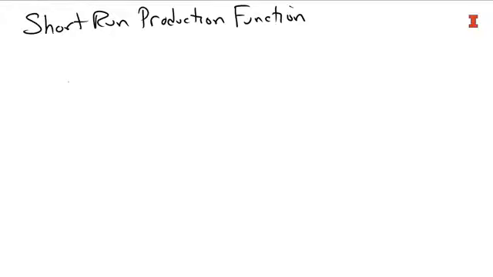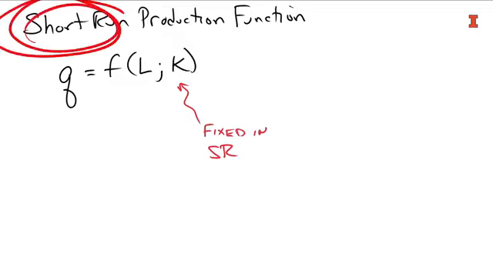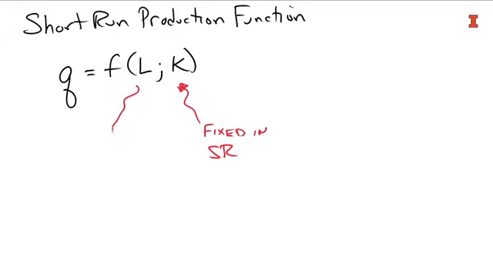We said that the production function is quantity is equal to a function of labor and capital. And I've used a semicolon here instead of a regular colon to represent that capital is parametric right now. This is fixed in the short run. And indeed, just to remind you, we are in the short run here. That's what we're dealing with. So the capital that this firm has to work with is fixed. This is always variable in the short run. So the labor is variable, the capital is fixed.